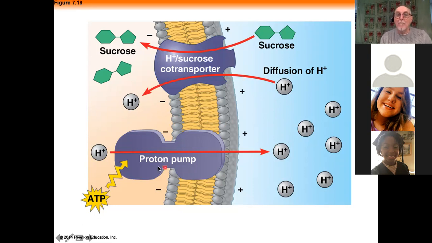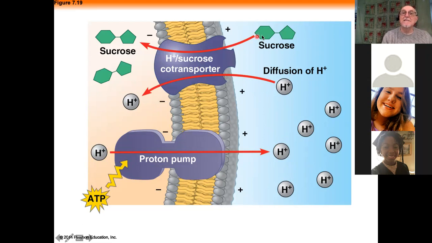So they are moving down. We put in a lot of energy here to pump them to the outside. This is potential energy. When we open up a channel for them to flow this way, energy is actually released. That potential energy now can be harnessed by the cell. And it is harnessed by the cell to pump a substance along with the proton as it comes this way.